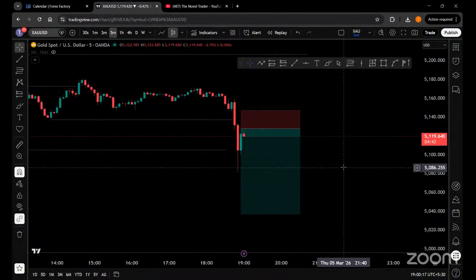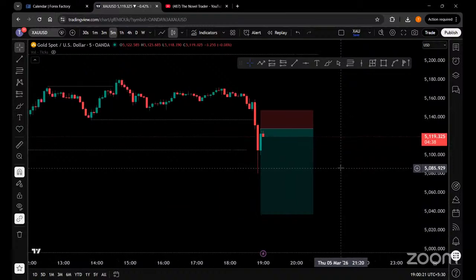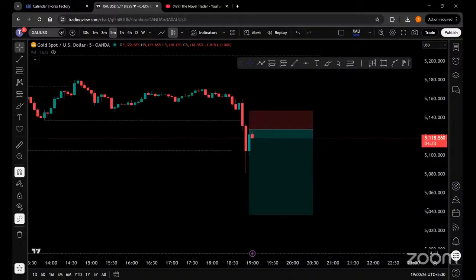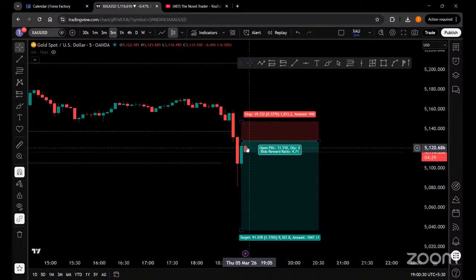So now let's look at the gold data. What is happening? The price has not given any sudden momentum. Even if the news has been released, the price is not giving any good momentum right now. But if you look over here, we are exactly in the right direction of the price. The price is actually going towards the downside.